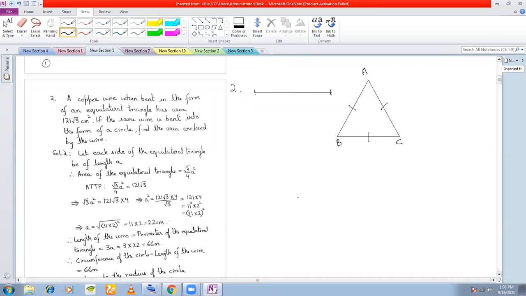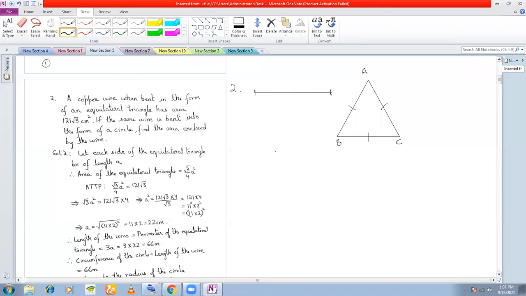Fine. So now this entire length here consists of the sides of this triangle, right? So length of the wire must be equal to what? If I make the copper wire into a triangle, length of the wire must be equal to the perimeter of the triangle, isn't it? Okay, so we have this understanding.